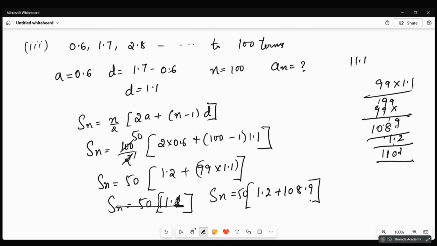That gives 110.1. So Sn is equal to 50 into 110.1. See how to multiply here: after multiplying, you have to put one decimal place, after one number. So multiply 50 into 110.1 and you will get the answer.